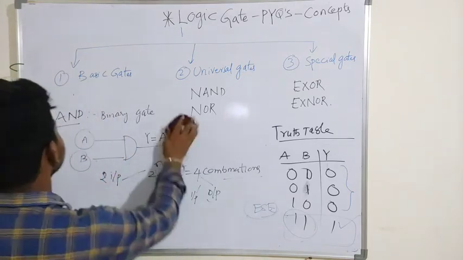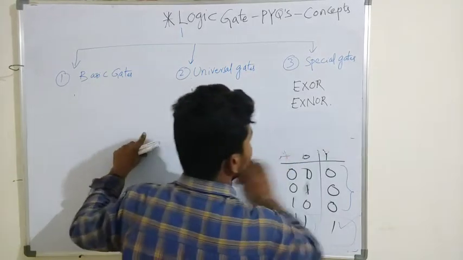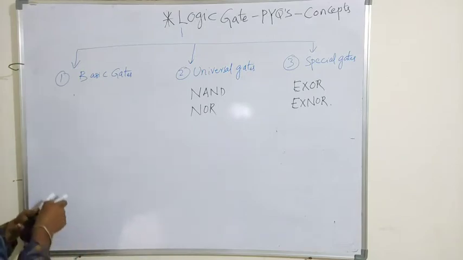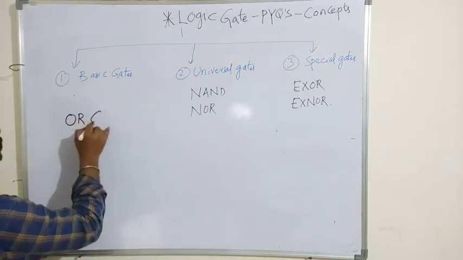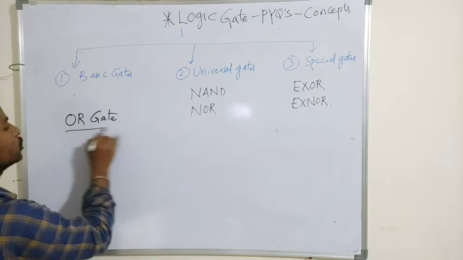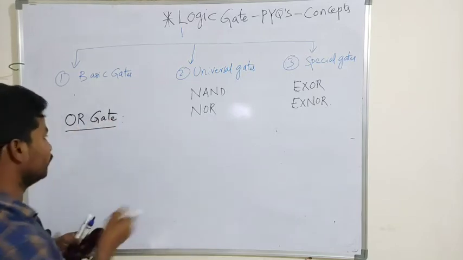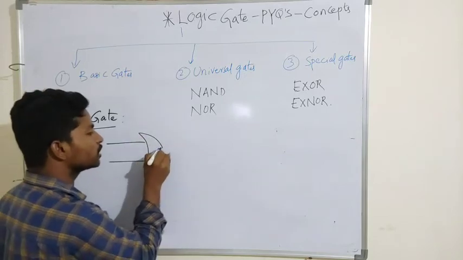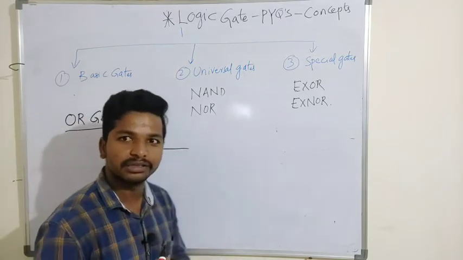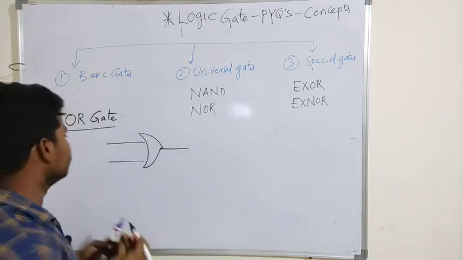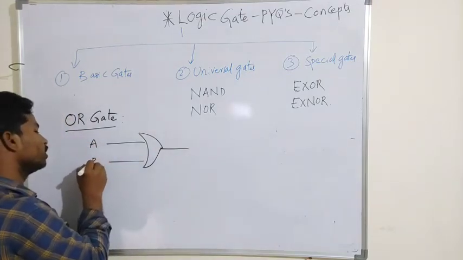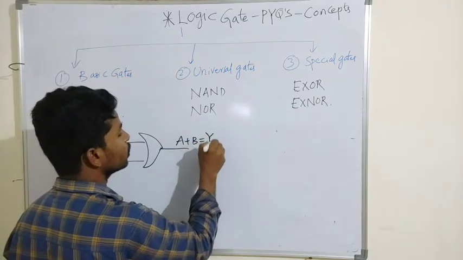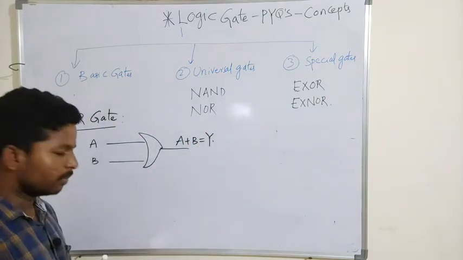Let's start discussing the OR gate. Without wasting much time, let's discuss the OR gate now. It also has two inputs. One gate complemented the input, another gate multiplied the inputs, and this gate is going to add the inputs. So the output Y is equal to A plus B.